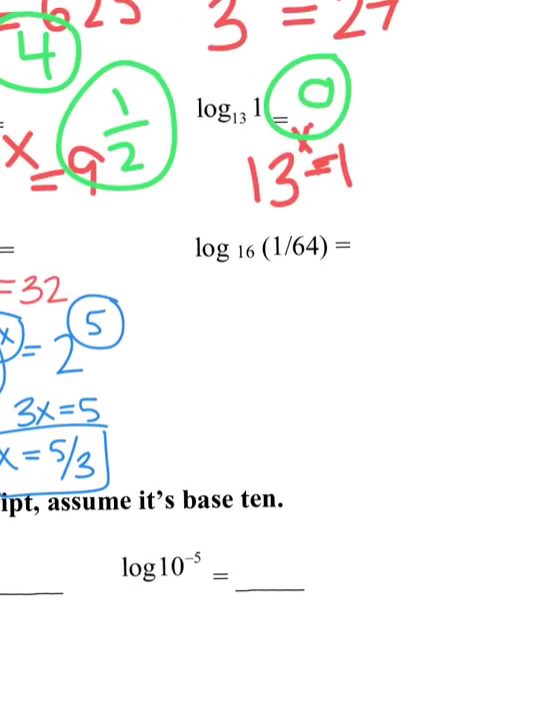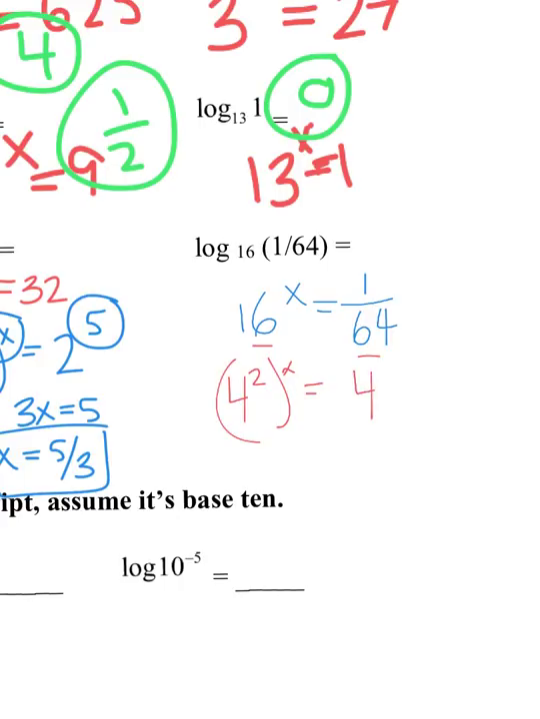And then down here, I have 16 to the x equals 1 over 64. You can either rewrite these as powers of 2, because I can write both of these as powers of 2, or powers of 4. I'm going to do powers of 4. So this is 4 squared to the x equals 4 to the negative 3. Okay, negative 3 powers. So this means that x equals negative 3/2. Negative 3/2 is the answer.